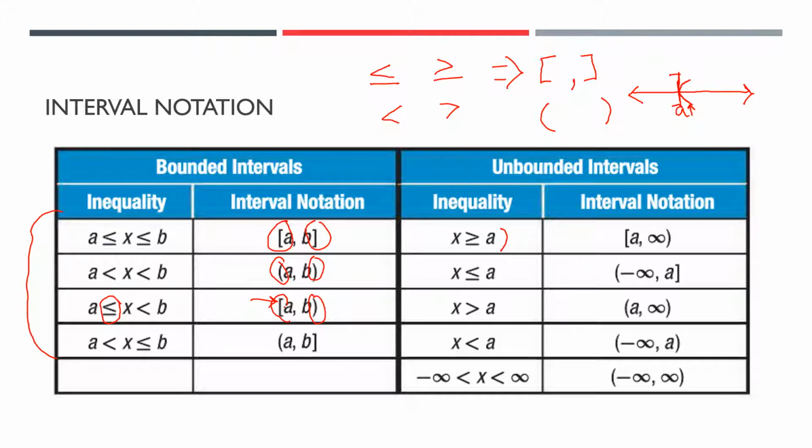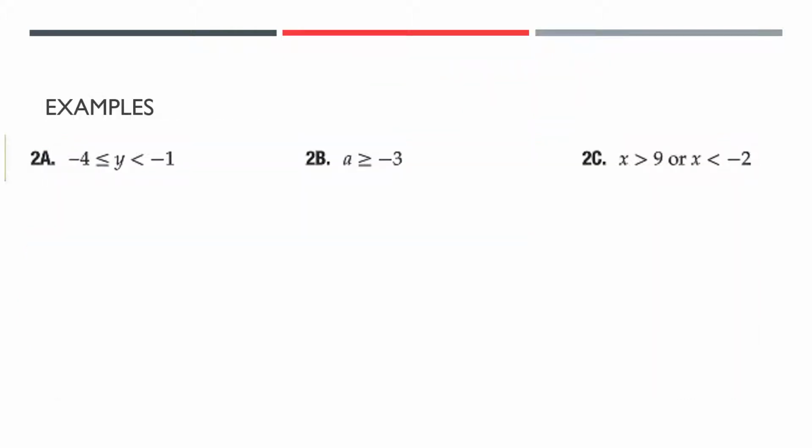All right, ready to try some of these examples? Example, let's try this first example. Okay, interval notation. I know that y is going to be between these two numbers. So I'm going to start by listing those two numbers, -4 and -1. Okay, y has to be between those.